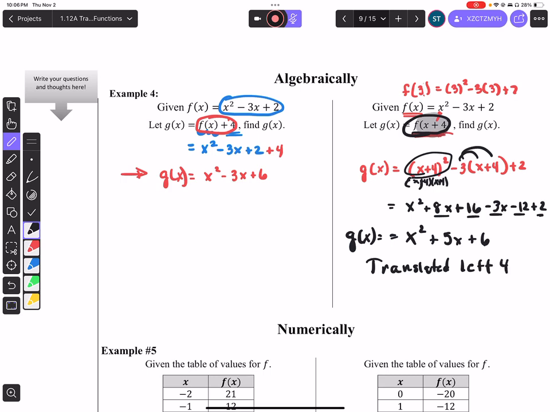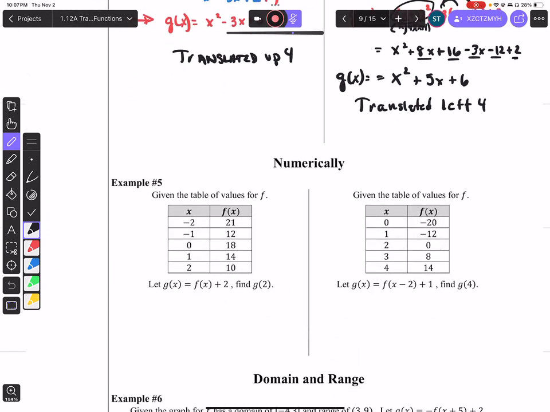It didn't ask us for that, but I want to reiterate that's what's happening. This one would be translated up 4. All right, so that's how we do it algebraically, numerically.